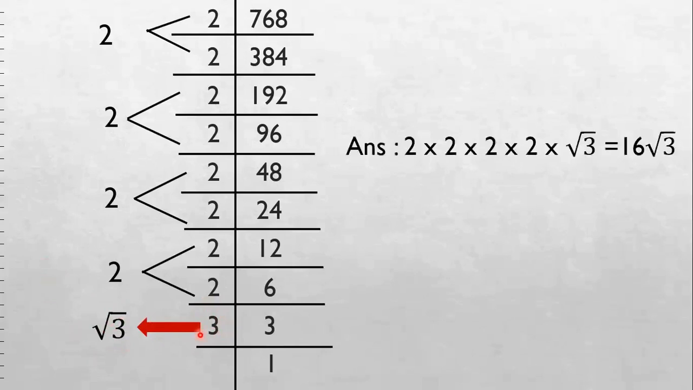Now here what we have is 2, 2, 2, 2 and root 3, which is equal to 16 root 3. So here we have taken the pairs of 2. How many pairs of 2 did we have? We had 4 pairs of 2. So we have written 4 times 2, and we had no pair for 3, so 3 is written as root 3. So we get 16 root 3 because 2 raised to 4 is 16. So this is how you're supposed to find the square root of any given number, and using this technique, you will be able to find the square root of any number easily.